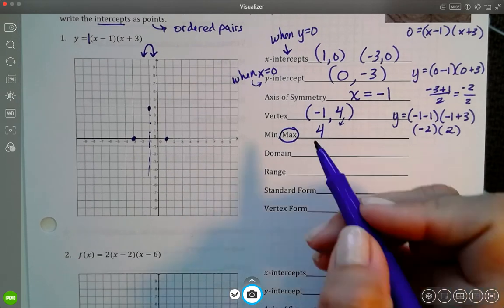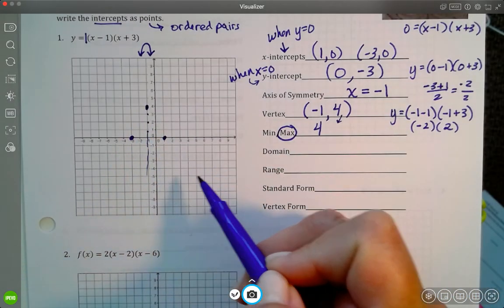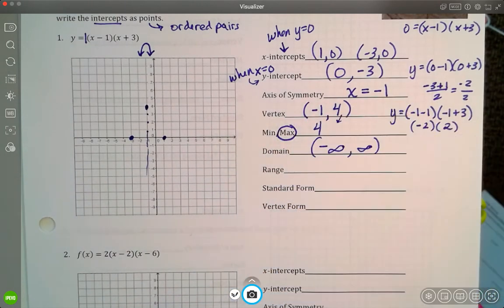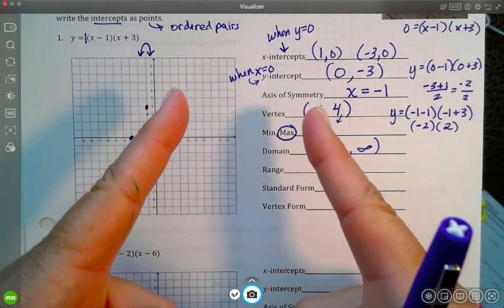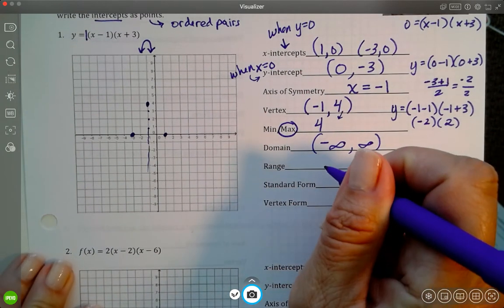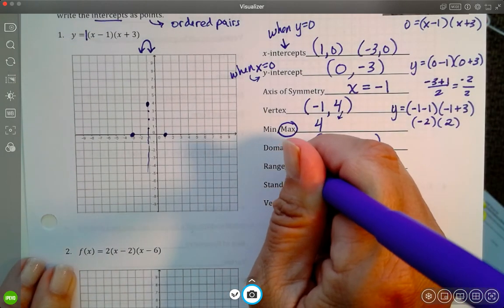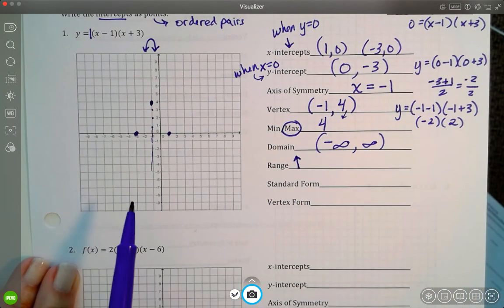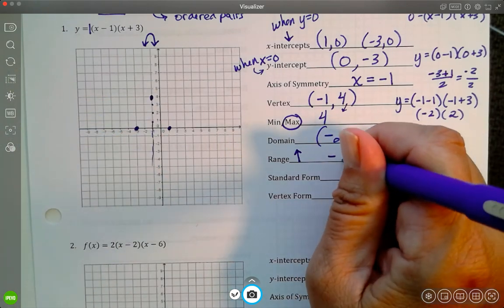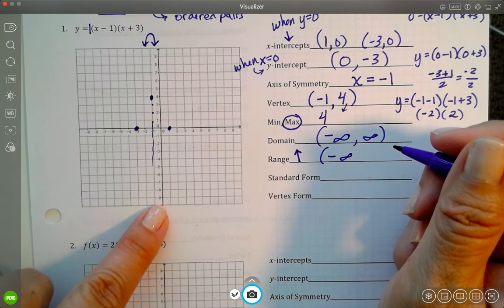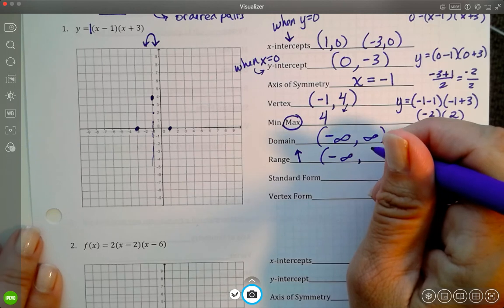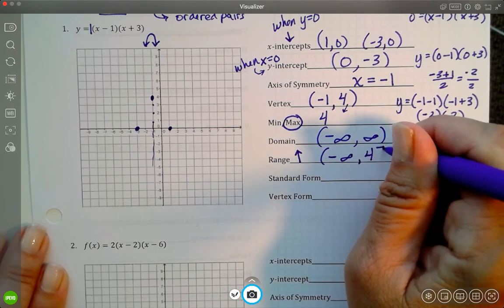Domain. For all parabolas, the domain is -infinity to +infinity. The reason is that it's going to continue to go out forever and ever. Now, range is always from bottom to top on the y. What's the lowest value of y? Well, the lowest value of y is going to be -infinity, right? Because it's going to keep going down. But my highest value for my range is my maximum, which is 4. And that's included, so I'm going to use a bracket.